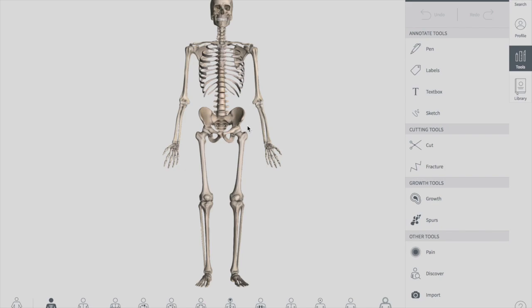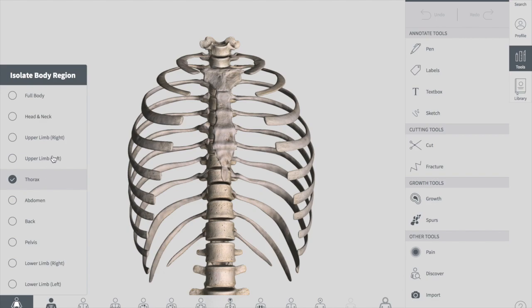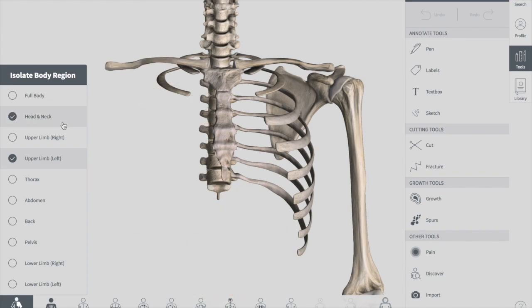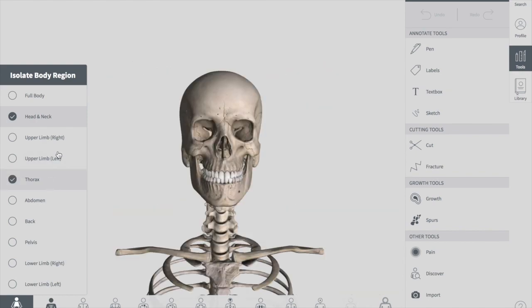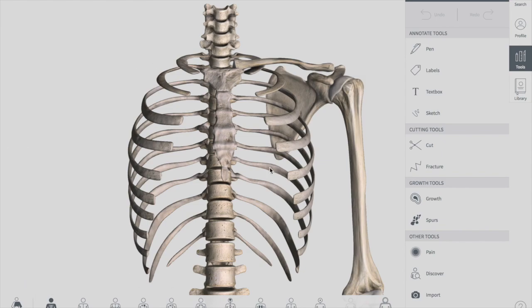So in the anatomical sense, the thorax, let me be specific about it, and let me isolate that region for you. Here we go for the thorax. Let me add upper limb to it, alright, so you can see it properly. Okay, this is it. Alright, so this is the thorax.